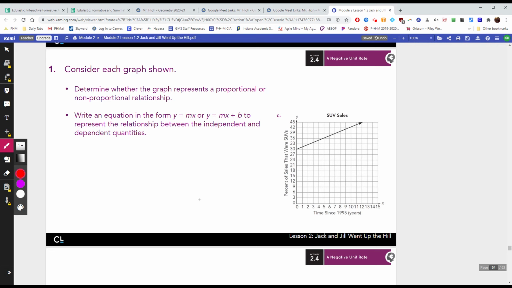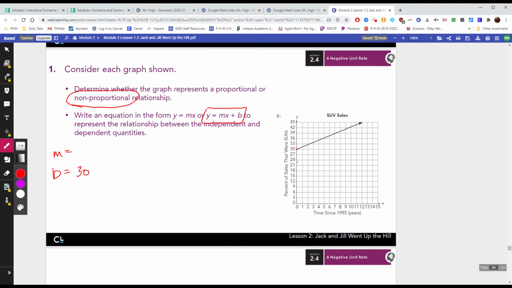On C, I should be able to determine this is non-proportional, does not go through the origin, which means I'm going to write the equation in this form. So I need to know M, I need to know B. B is the easy one, that's the starting point. We're at 30 up here on the y-axis. Slope, I need vertical change over horizontal change. So here's a good starting point.